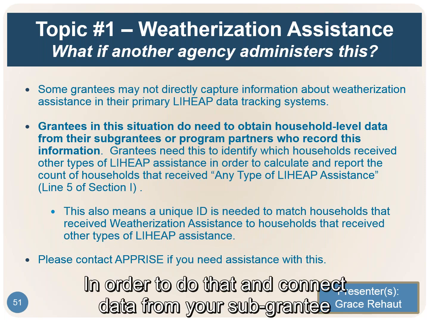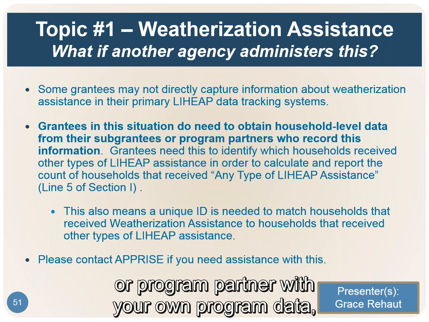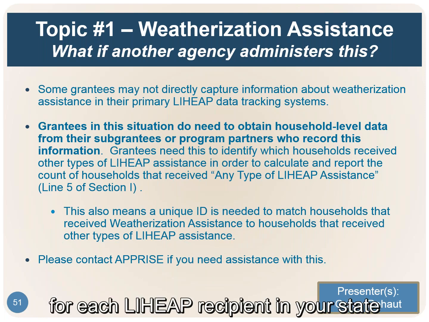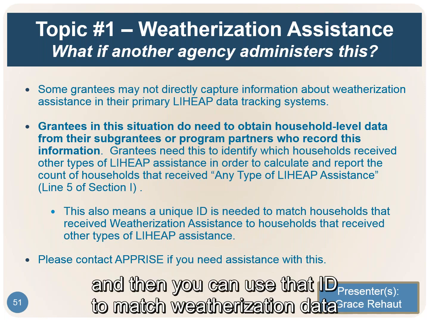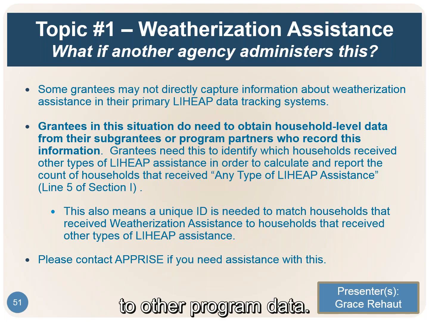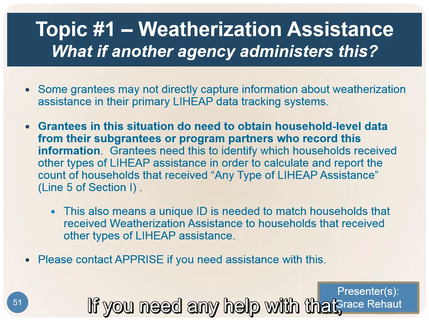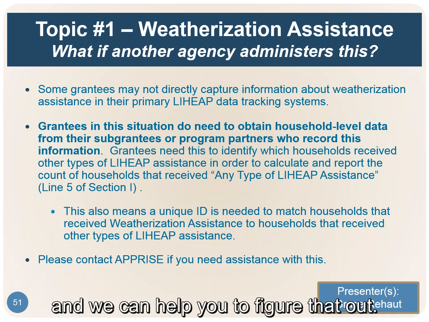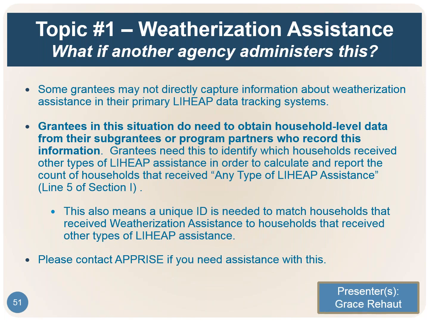In order to do that and connect data from your subgrantee or program partner with your own program data, you can develop a unique household ID for each LIHEAP recipient in your state. And then you can use that ID to match weatherization data to other program data. If you need any help with that, please feel free to contact us at Apprise, and we can help you to figure that out.